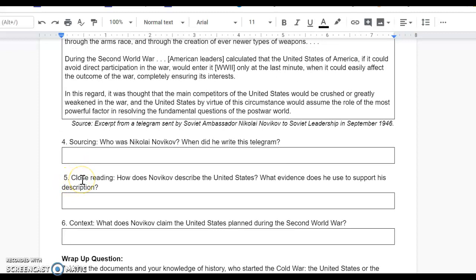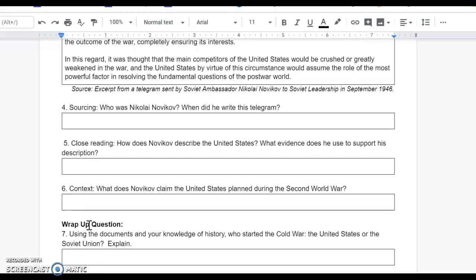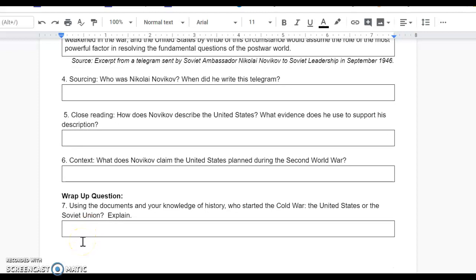Close reading, again, is for question 5, we'll be diving into the text to find the answer. And question 6, the context, you need to make use of your historical knowledge as well as the document to answer that question. And we'll wrap it all up with question 7 using the documents and your knowledge of history.